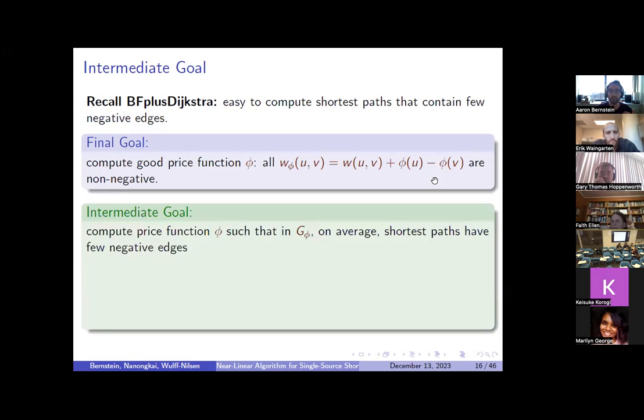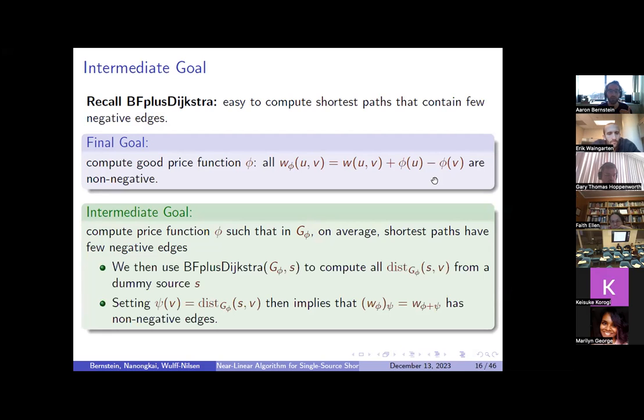But instead of doing that directly, we're going to first solve an intermediate goal where we're going to find a price function such that most of your edges are positive. You might have a few negative edges, but you have this promise that the average shortest path has few negative edges under this intermediate price function. And once you find such a price function, then you can use this BF plus Dijkstra to compute distances in that graph. And once you have distances, that gives you a perfect price function. Because again, if you can compute shortest distances, that immediately translates to a perfect price function. So you can kind of see here that we're constantly going to be bootstrapping, where we compute some price function that allows us to compute better distances, that allows us to compute a better price function, and so on and so forth.